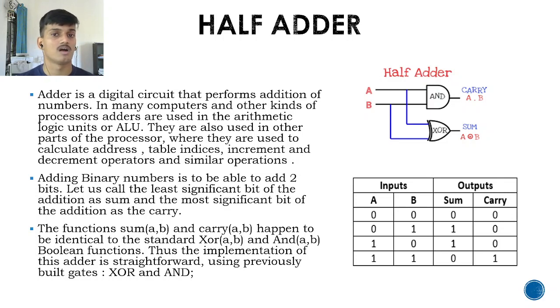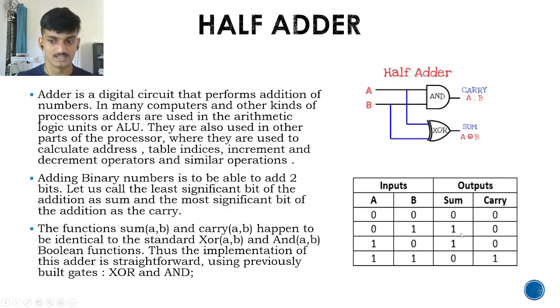What a half adder basically does is add binary numbers, that is, add 2 bits. Let us call the least significant bit of the addition the sum, and the most significant bit the carry. This is the basic truth table of the half adder. These are the 2 inputs A and B, and the outputs are sum and carry. So how do we generate the output? 0 plus 0: the sum is 0 and the carry is 0. 0 plus 1: the sum is 1 and the carry is 0. 1 plus 0: the sum is 1 and the carry is 0. 1 plus 1: the sum is 0 and the carry is 1.